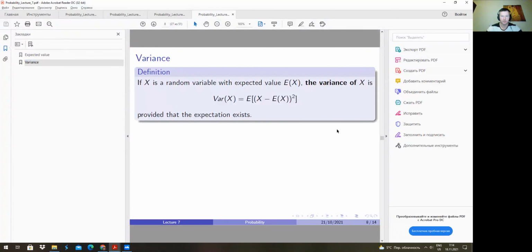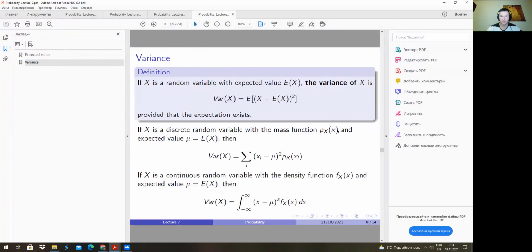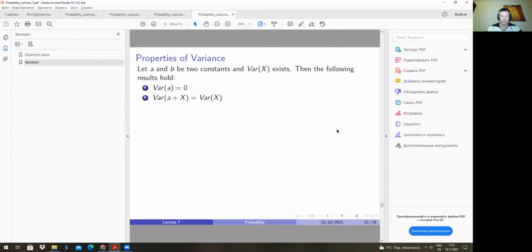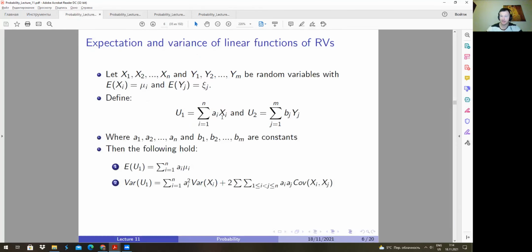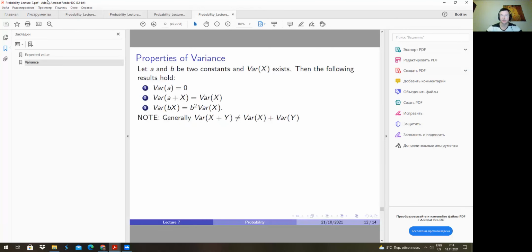When we spoke about variance, I guess it must be somewhere here. Yeah, look. Here I noted that generally the variance of x plus y is not equal to the variance of x plus the variance of y. This holds for expectation: the expectation of x plus y equals the expectation of x plus the expectation of y. But it doesn't hold in general for the variance. That was in lecture number 7.